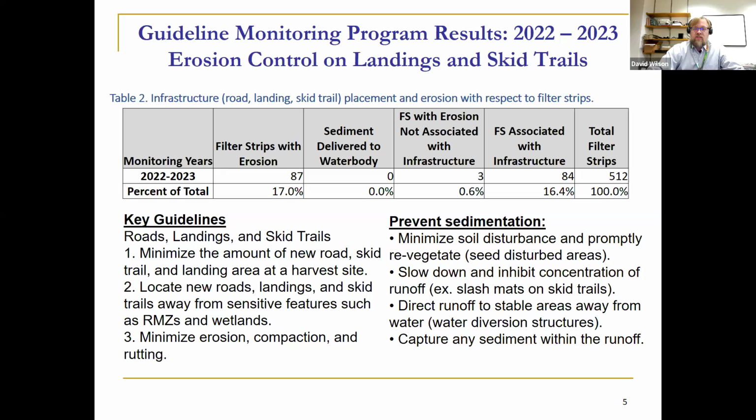But to prevent sedimentation, we also need to minimize soil disturbance and promptly revegetate, so seeding disturbed areas. Slow down and inhibit concentration of runoff, so use slash mats on skid trails and things like that. Direct runoff to stable areas away from water, so use water diversion structures to accomplish that goal, and then capture any sediment within the runoff by slowing that water down and allowing it to settle out.